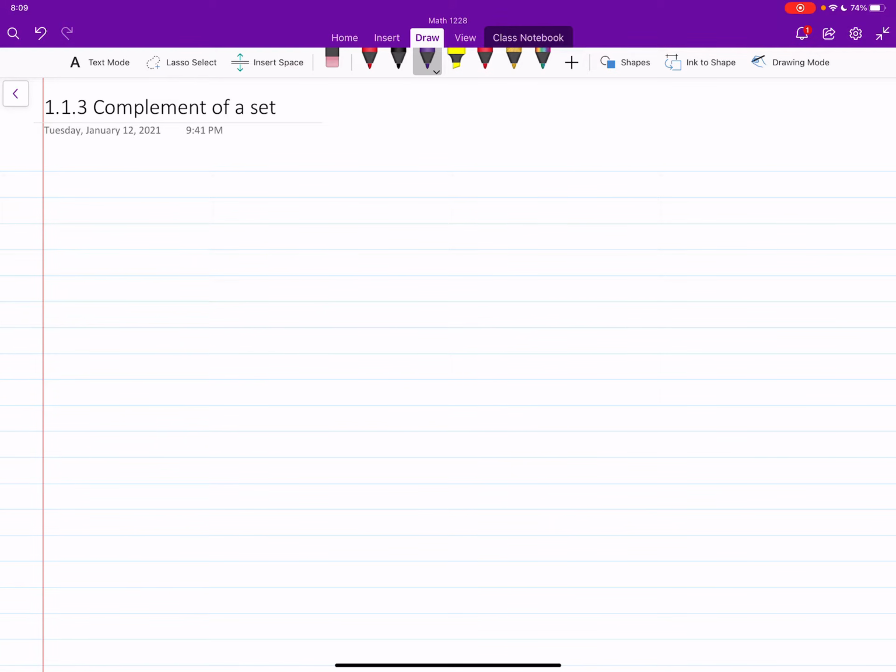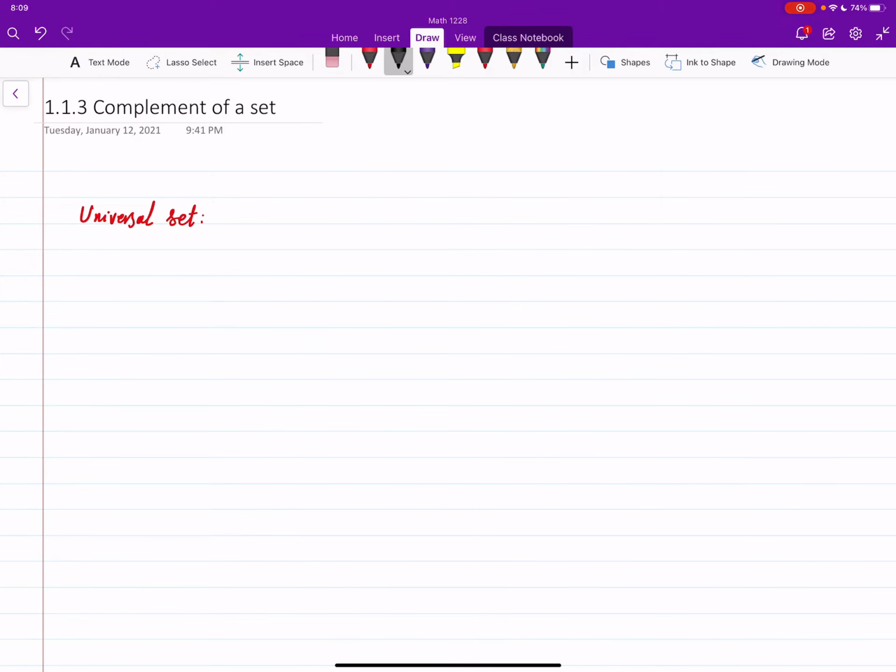Hi, in this video, we will define another operation on sets, complement of a set. To be able to define complement of a set, we first need to know what is called universal set. So universal set is something that is going to be given in the question, or it will be obviously clear what is the universal set.